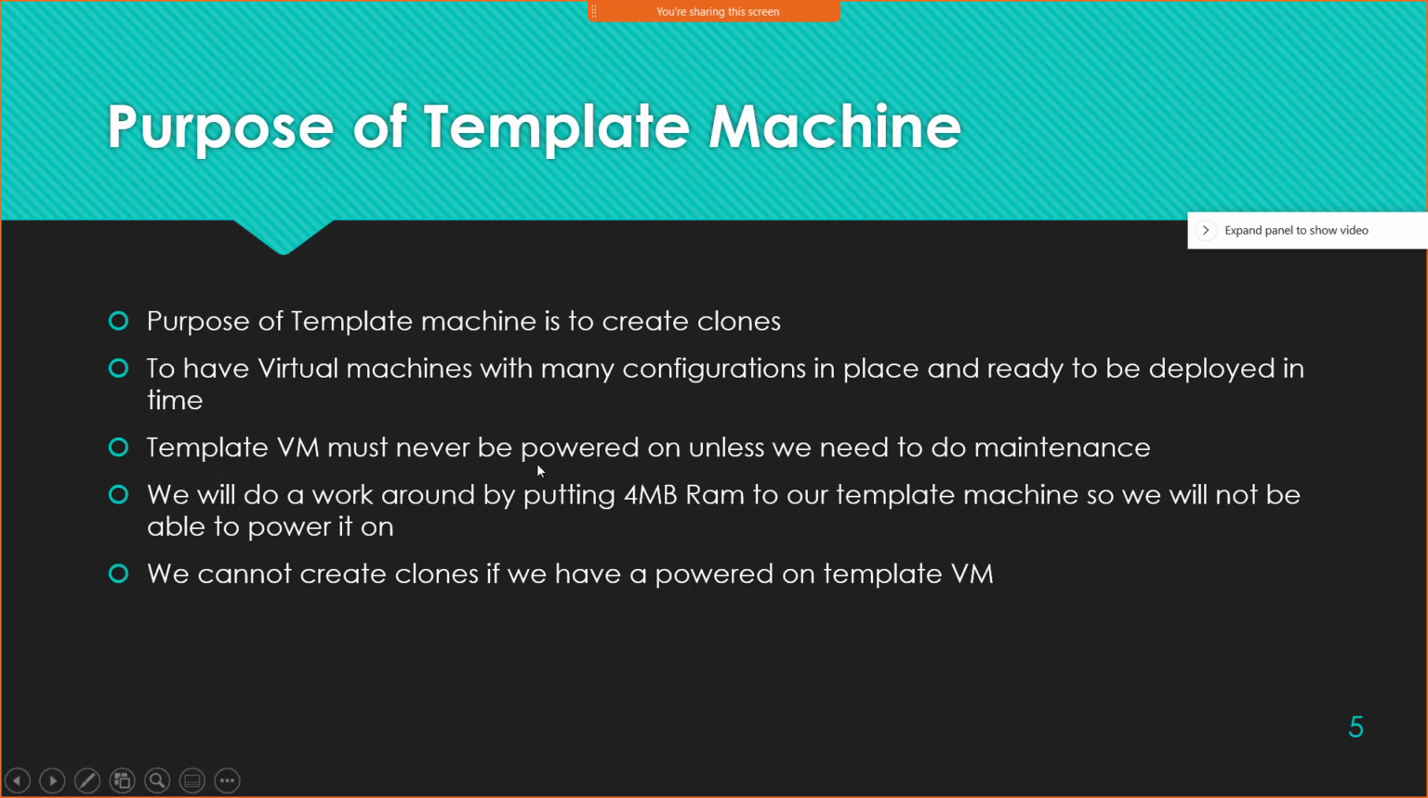When you create a template machine in a production environment in companies, suppose it has Windows Server 2016 and the updates for today, whatever Microsoft updates were released. But after 6 months, you need to power on that template machine, put on the latest updates, and then shut it down again. So you power it on only when you really need it.